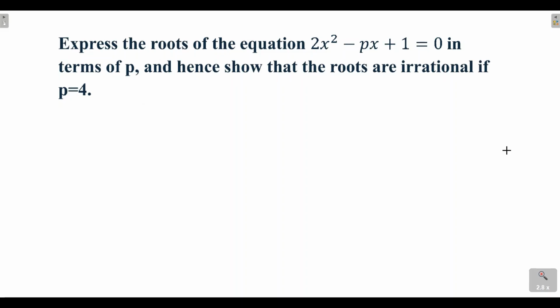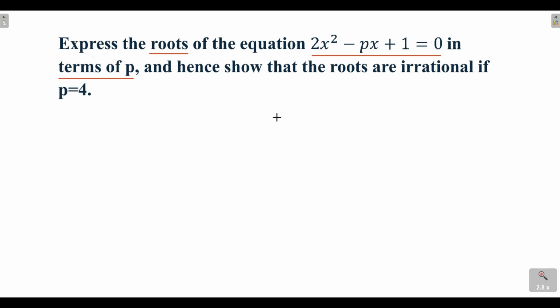Like I mentioned, in this lesson we're going to be looking at this question, which wants us to express the roots of the equation 2x squared minus px plus 1 equals 0, in terms of p. So we want to determine the solution to this quadratic equation in terms of p. We want to solve for x, and whatever answer we get will be in terms of p.